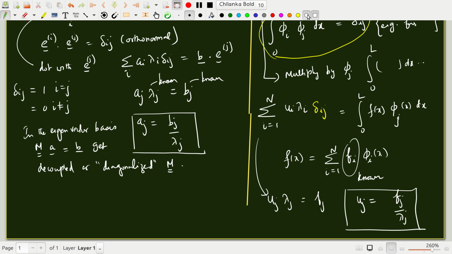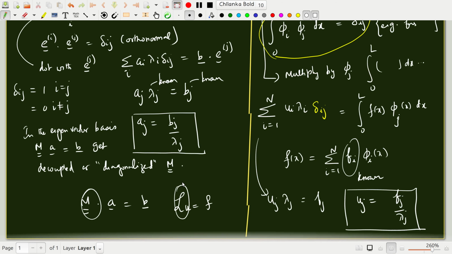Now if you look at or compare what we had done for the finite dimensional case, which is M a is b, and the infinite dimensional case L u is f, where L is a linear differential operator, here M is in some sense a matrix operator. If you look at the steps involved and the final results, they are almost identical.